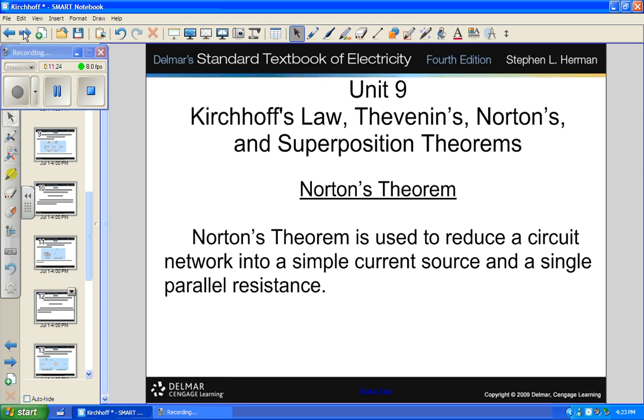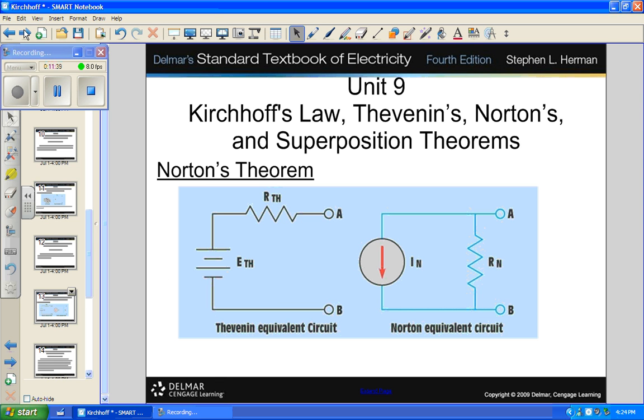Norton's theorem is kind of like Kirchhoff's law, but only different. It's used to reduce the circuit network into a simple current source and a single parallel resistance, which in certain kinds of circuits is very handy to do. Most of our combination problems we will simplify with Kirchhoff's law.